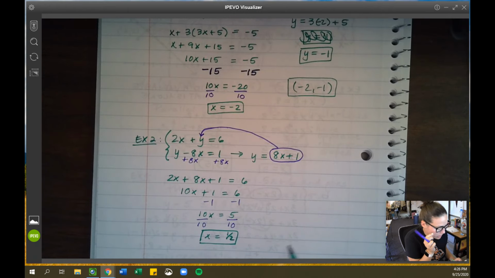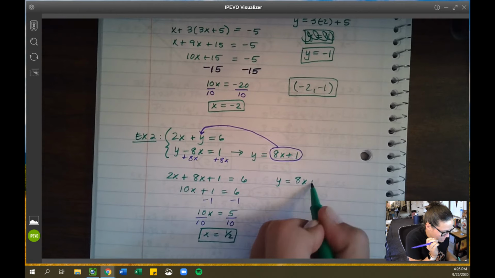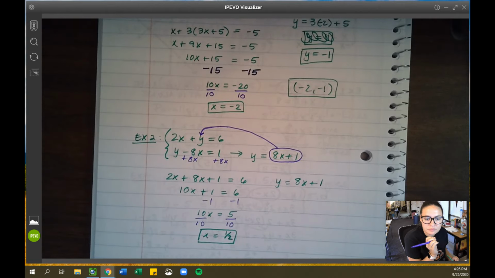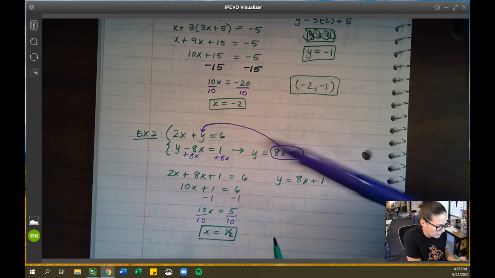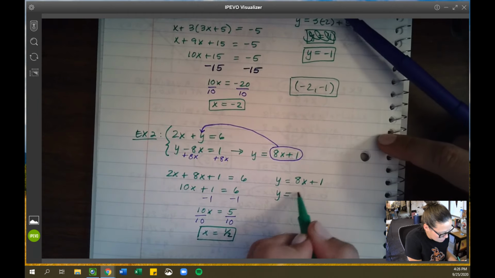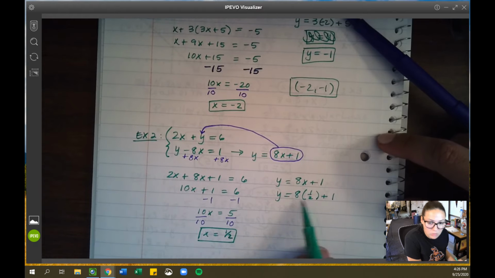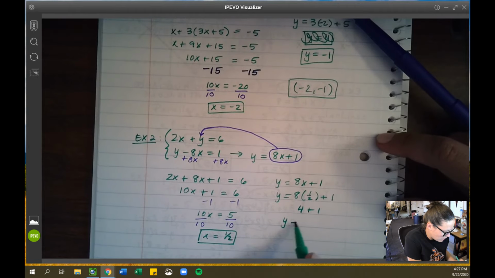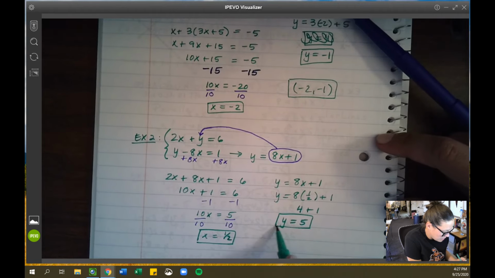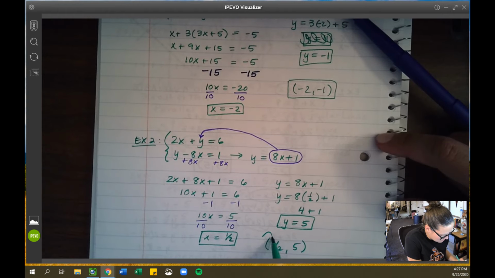I have to figure out what y is. So I'm going to use the fact that y equals 8x plus 1. And now I'm going to take this 1/2 and I'm going to change x to be 1/2. So y equals 8 times 1/2 plus 1. What's 8 times 1/2? Well, 8 halves is 4. So y equals 5. So my answer is (1/2, 5).